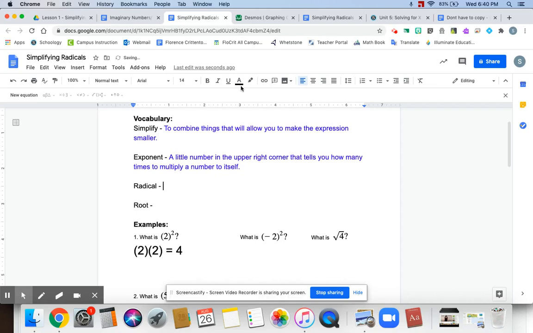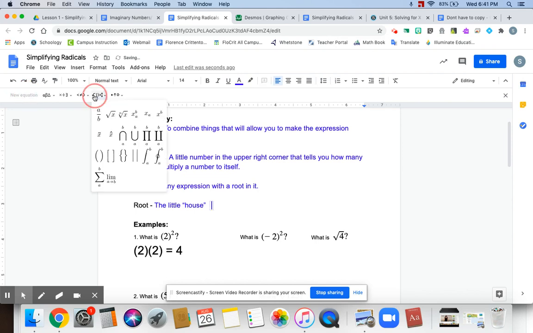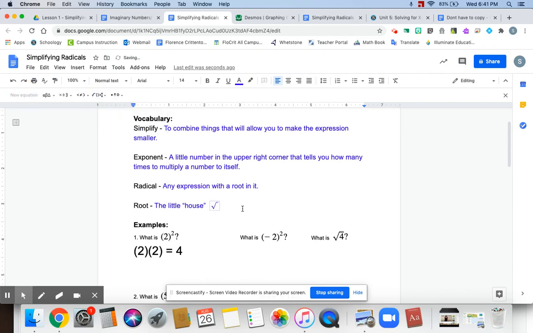So the next vocabulary word is radical. A radical is any expression with a root in it. So any string of numbers and letters, if you have a little root in it, then it's called a radical. So what I mean by root is the little house. That's what I've heard a lot of people call it. It kind of looks like this. Like it has that little house there, but there's multiple types. So there's this one here.